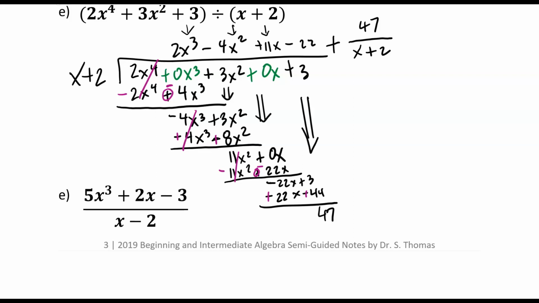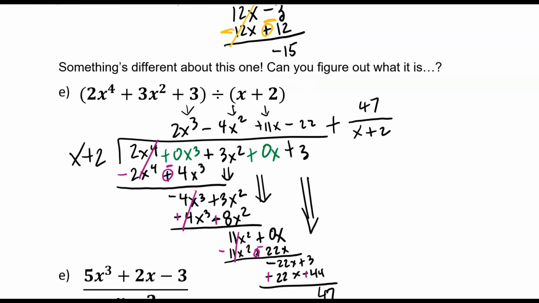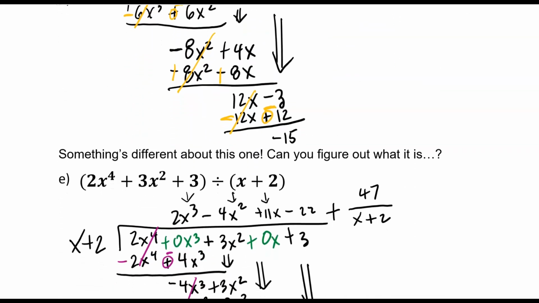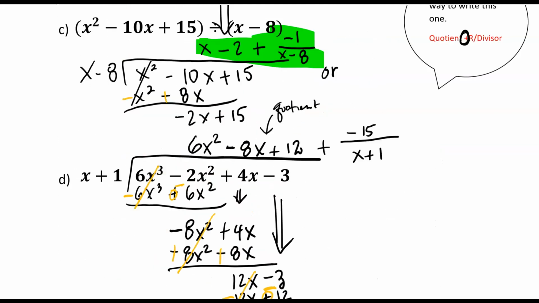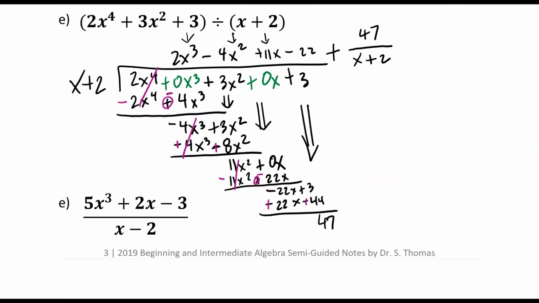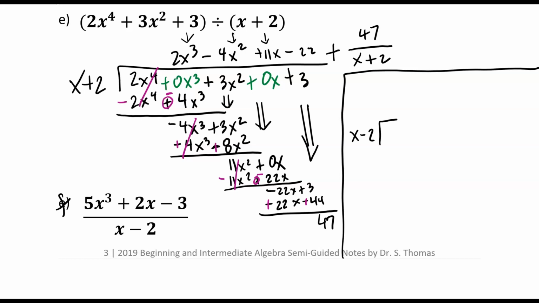All right, let's go ahead and go to the next one. So it looks like my automatic ordering is not working because that was E. So this should be F right here. So we have 5x cubed plus 2x minus 3 over x minus 2. So I'm going to put that over here. We have x minus 2 divided into, do we have everything we need for this problem?